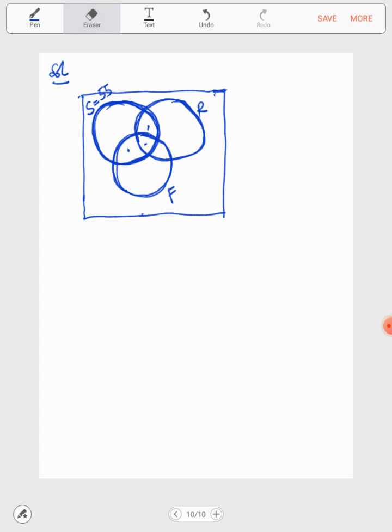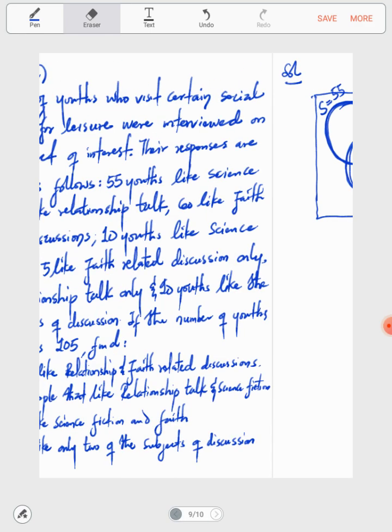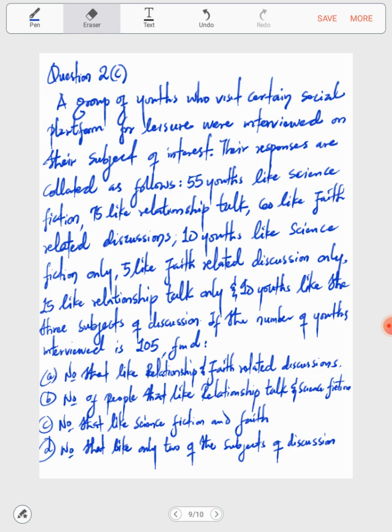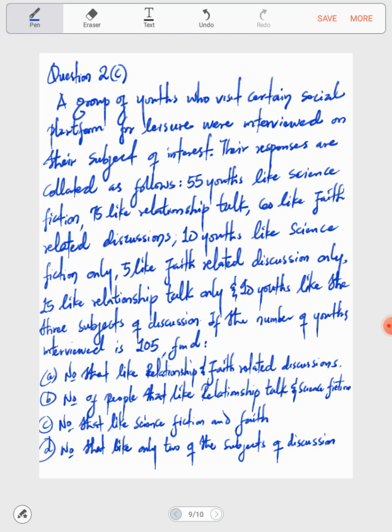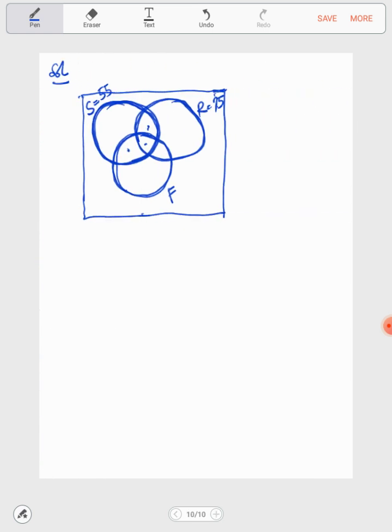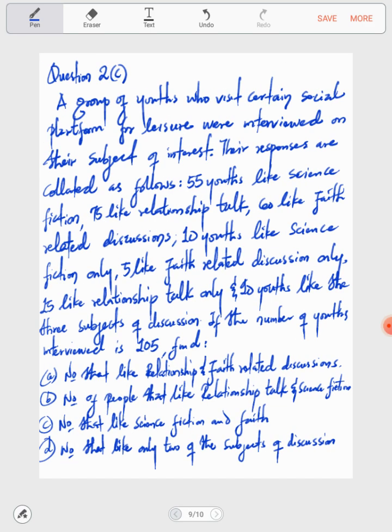So this represents those that love only science fiction. But when I use the words they love science fiction, it doesn't mean that they cannot love another. That statement is not precise. It's different from when I say science fiction only. So take notes. We have 55 who love science fiction, 75 that love relationship talk, so we have this to be 75, and for faith, 60 that love faith, so we have this at 60.